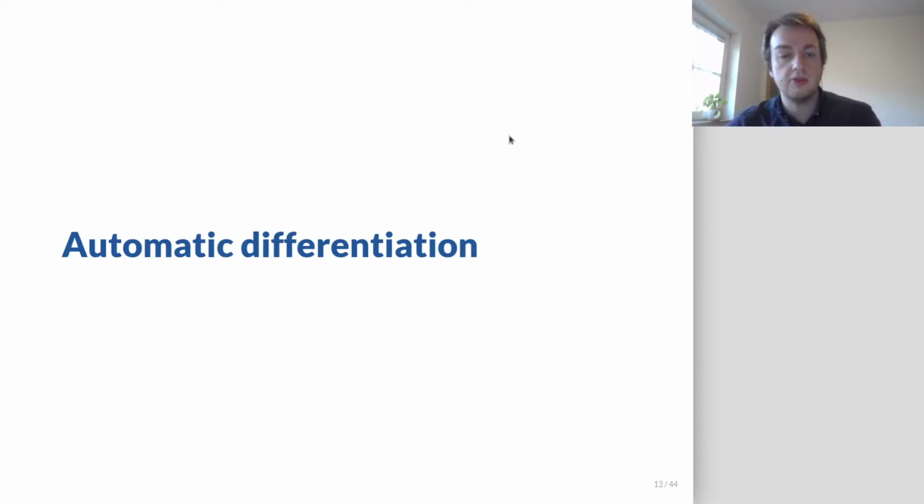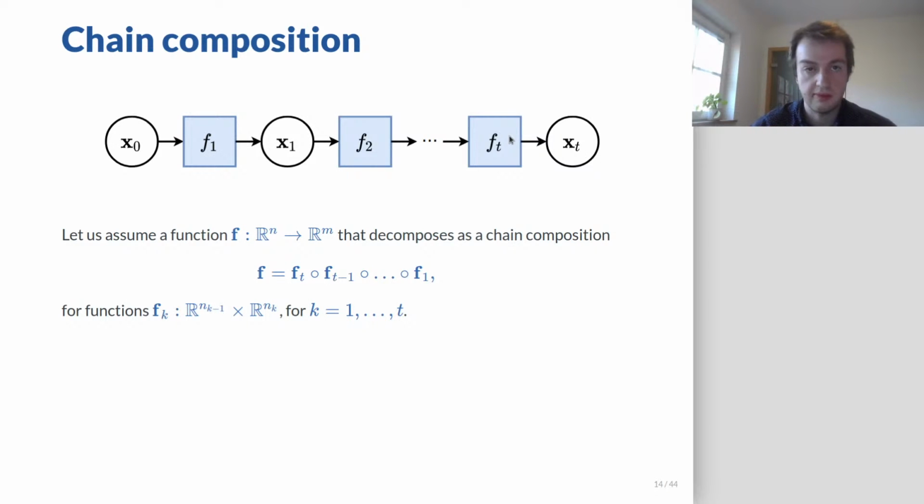All right, so now that we have defined these quantities, what we'll see together is how to compute them when this function f is defined as a computer program. The first easy case is to assume that our function f, taking as input a vector in Rn and producing as output another vector in Rm, decomposes as a chain composition. So we just say that we've defined f as a composition of simpler functions.